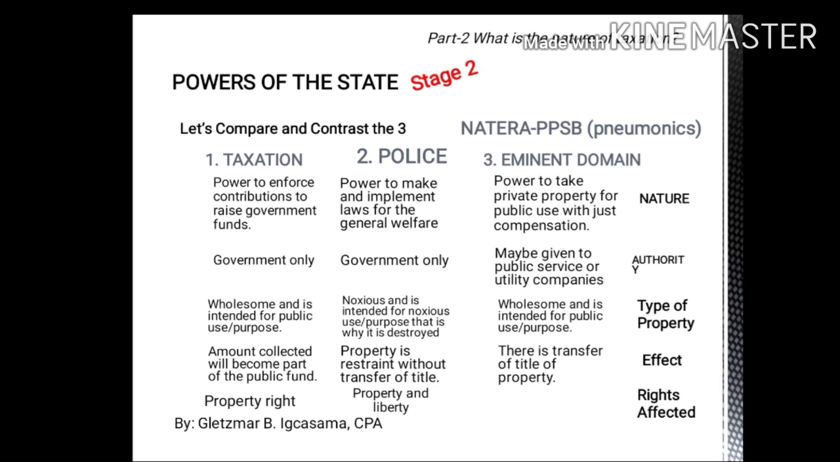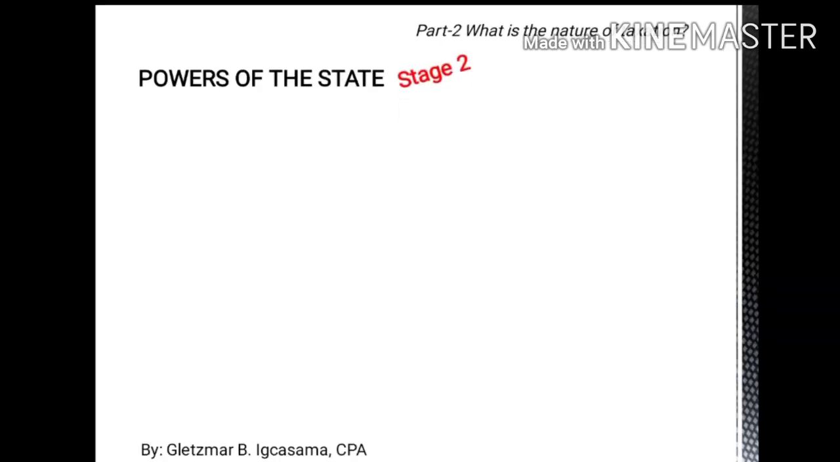Because again, the police power is the promotion of the general welfare of the public. So meaning, you have unlimited choices. You have the right to do all the things except when the right of another starts. Of course, if the government exercises eminent domain, the property rights of the citizens are affected.